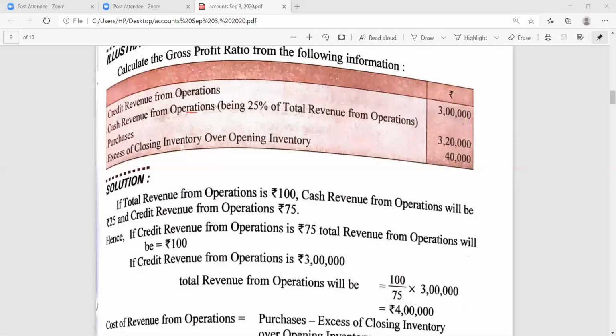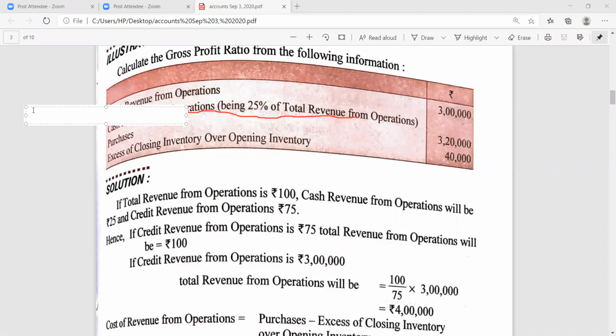Cash revenue from operation is to be calculated. The clue given here is that it is 25% of total revenue from operation. What to do in this case? Please mind it very carefully. You can do the calculation in your book as well.